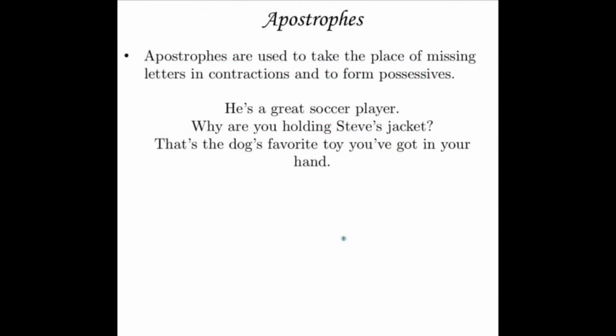All right, now we come to apostrophes. Apostrophes are used to take the place of missing letters in contractions and to form possessives. So let's look at a few examples. "He's a great soccer player." He's is short for he is, and the I is replaced with the apostrophe. Possessives also come into this. "Why are you holding Steve's jacket?" Steve apostrophe S is how we say the jacket belonging to Steve. Let's look at how these two work together in the same sentence. "That's the dog's favorite toy you have got in your hand." That's, that is. The dog's, belonging to the dog.